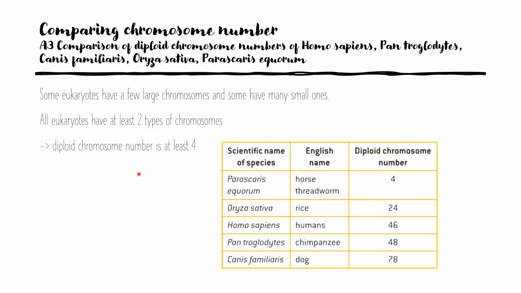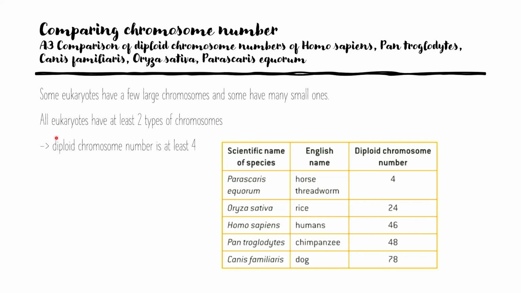Comparing chromosome numbers. Application 3. Some eukaryotes have a few large chromosomes, and some eukaryotes have many small chromosomes. But what we have in common is that all eukaryotes have at least 2 types of chromosomes.